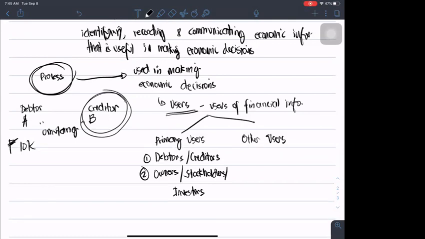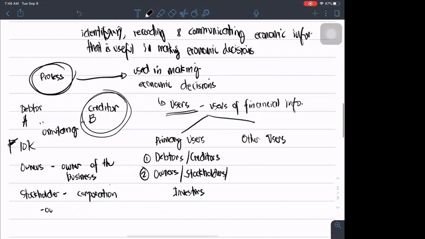Your owners are the owners of the business. Next, we have your stockholder. When we say you are a stockholder, this applies in a corporation, and you are a stockholder if you own at least one share. So what is that share? A corporation generally issues shares of stocks. So if you purchase one share of a corporation, you can be a stockholder. Investor is the same as your owners or your stockholders. A person who invested in the business is mainly your owner or stockholder.